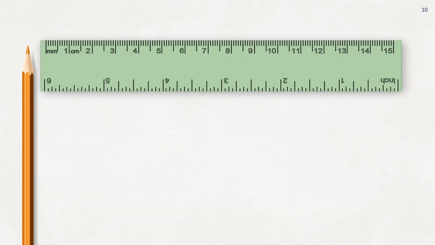The smallest unit of measuring length is millimeter. Can you see the lines, small lines between 0 to 1? Yes. There will be 10 lines and it is called as millimeter. So here 10 millimeters become 1 centimeter. So the smallest unit of measuring length is millimeter.